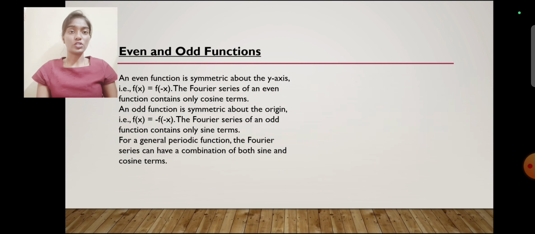Even and odd functions. An even function is symmetric about the y-axis, that is f of x equals f of minus x. The Fourier series of an even function contains only cosine terms. An odd function is symmetric about the origin, that is f of x equals minus f of minus x. The Fourier series of an odd function contains only sine terms. For a general periodic function, the Fourier series can have a combination of both sine and cosine terms.